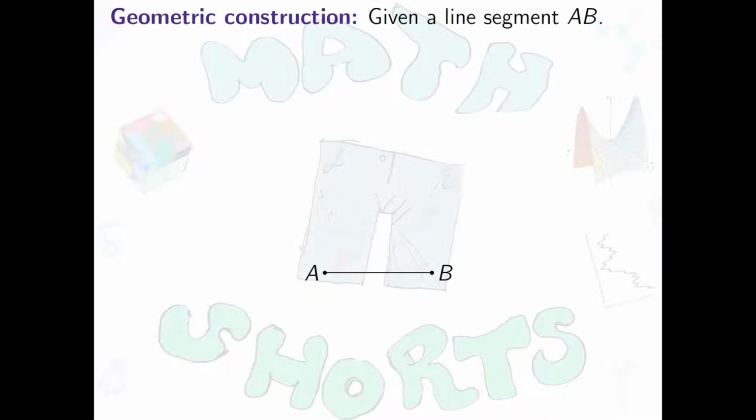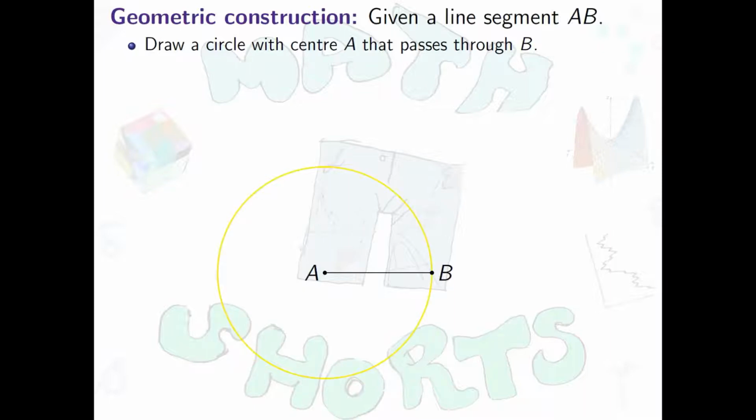So suppose we have a line segment AB, and we draw a circle that has center A and passes through B, like this. And then we flip things over and draw a circle with center B that passes through A.